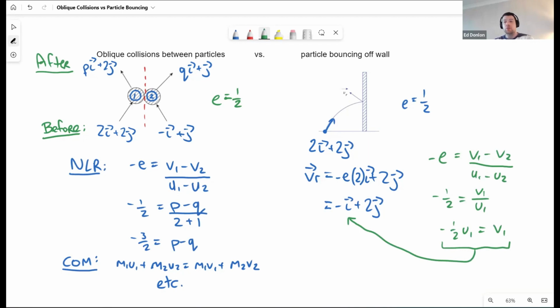So just be careful dealing with these two similar looking but differently treated scenarios when we're dealing with particle collisions.